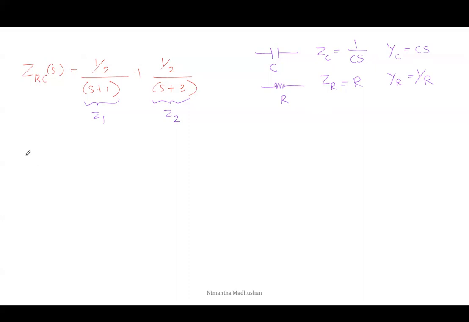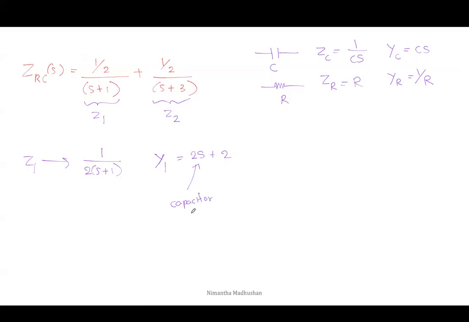Now I consider only Z1. Z1 is equal to 1 over 2 times (s plus 1). For this one, I consider the admittance value Y1, the reciprocal of Z1. It is equal to 2s plus 2. When we consider this 2s, it is like the admittance of a capacitor, YC equals Cs. Then this will be a capacitor.